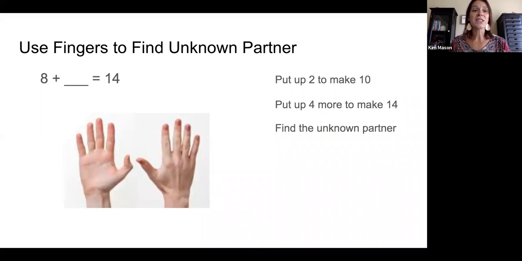Another strategy is to use your fingers to find an unknown partner. So you start with 8, put up 2 to make a 10, and then put up 4 more to make 14, and then you have 6.